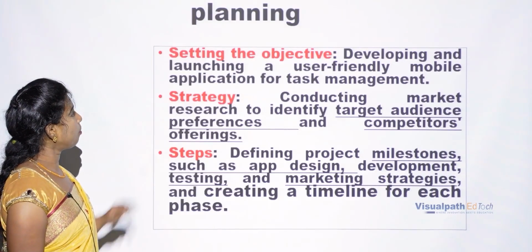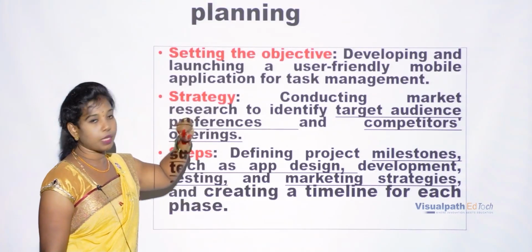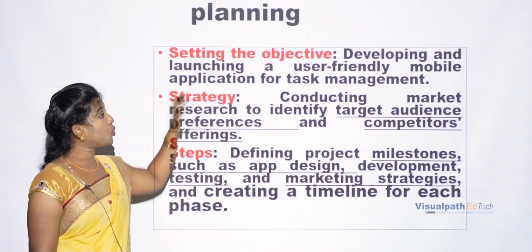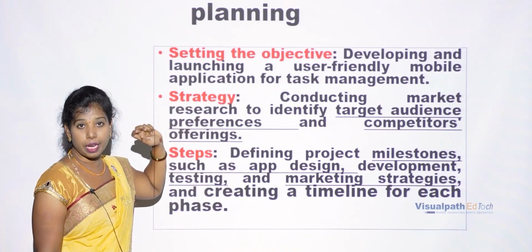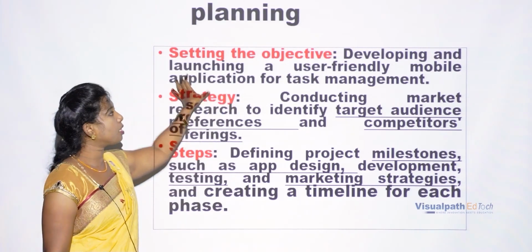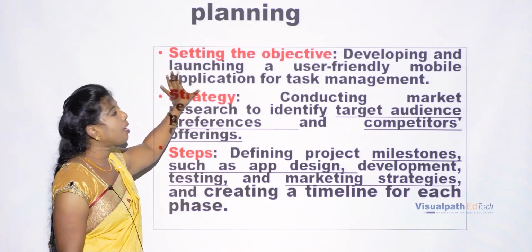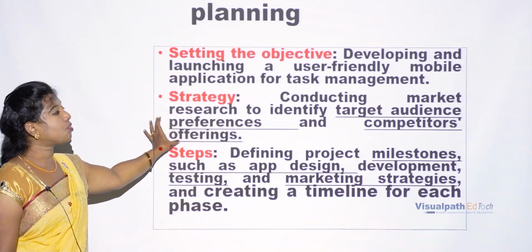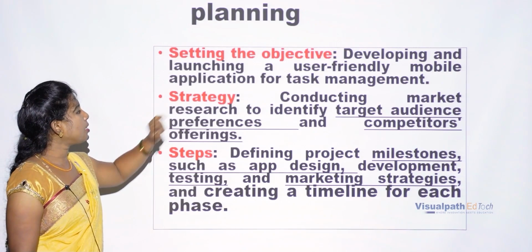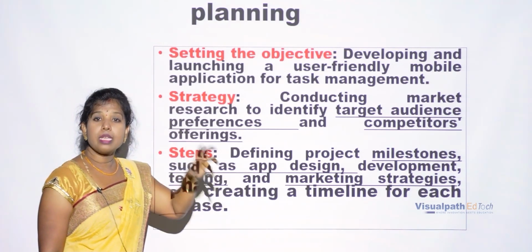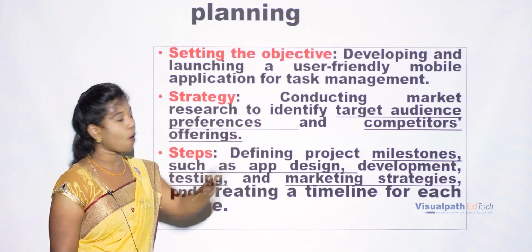So the first thing is setting the objectives. So what is my objective? To launch a new mobile application which is user friendly. So this is my objective. So after defining the objective, what is the second one? Strategy. So here strategy is nothing but which audience I have to target, that is the target audience.